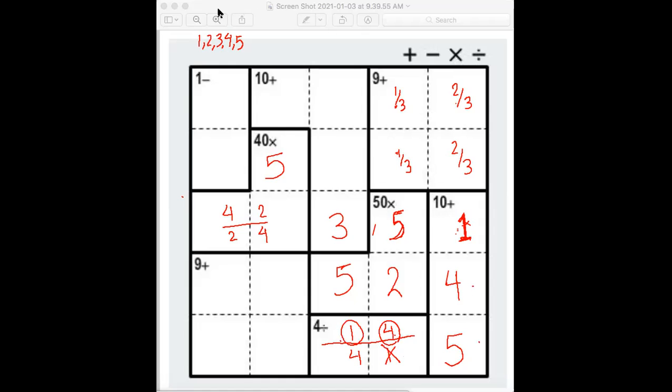All right, so we're ready to fill in there. 1 and 4 go there. Which leaves us with 2 and 3 here. 2 and 3 here and here. Again, that's a sum of 5. That leaves us with 1 and 3 here.